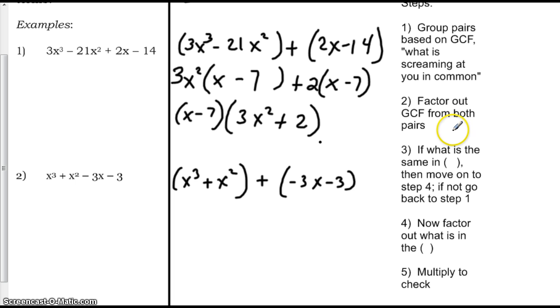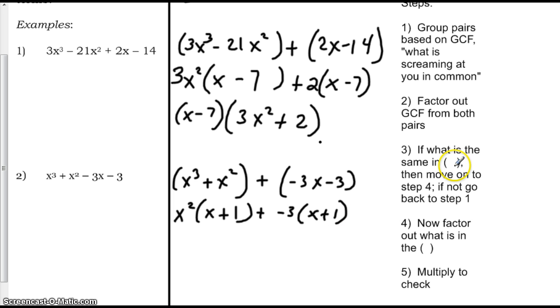Now I'm going to factor out my greatest common factor from both pairs. So go ahead and pause the video and try that. Okay, you should have gotten x squared as your greatest common factor in this first one, and inside would be x plus 1. Then remember, you keep this plus sign and you're looking at the greatest common factor in your second pair, and that would be negative 3 in this case. That's what they have in common. And again, if I divide negative 3 out from both of those, it would be x plus 1.